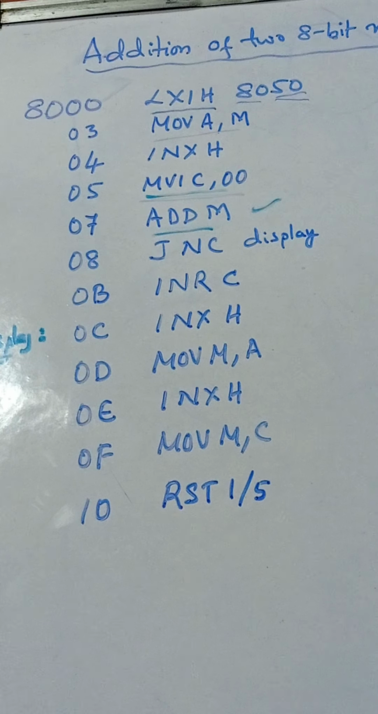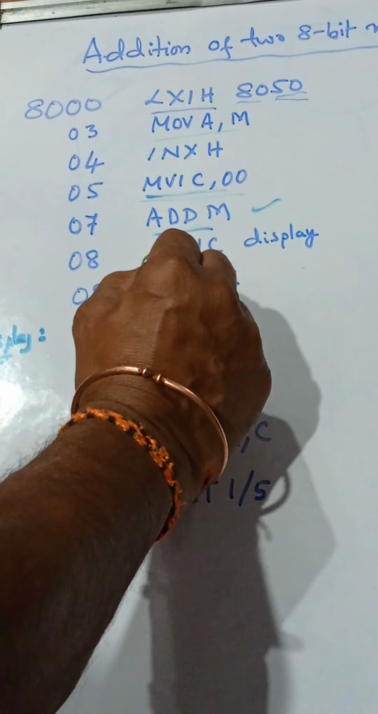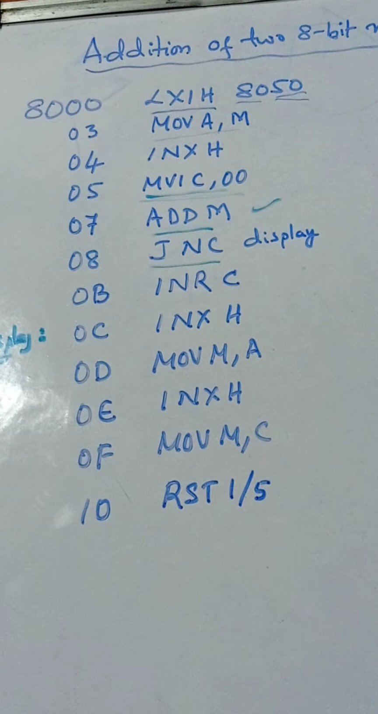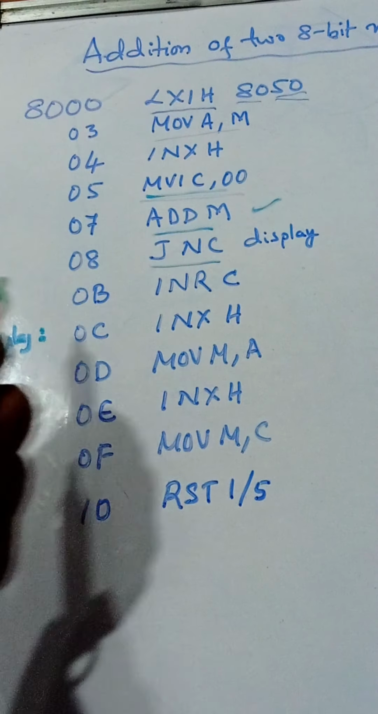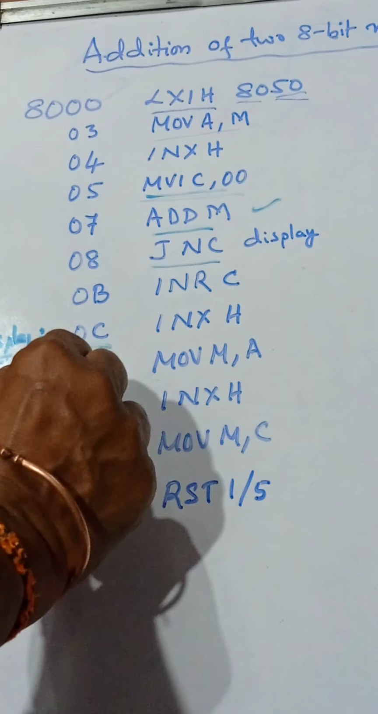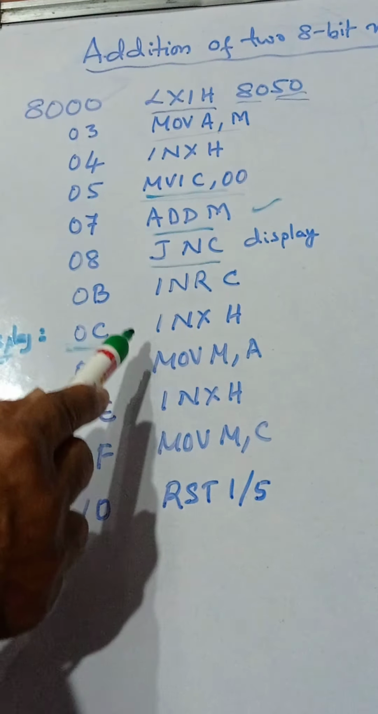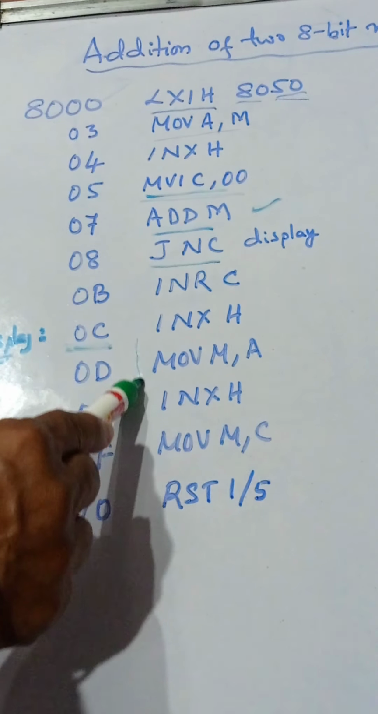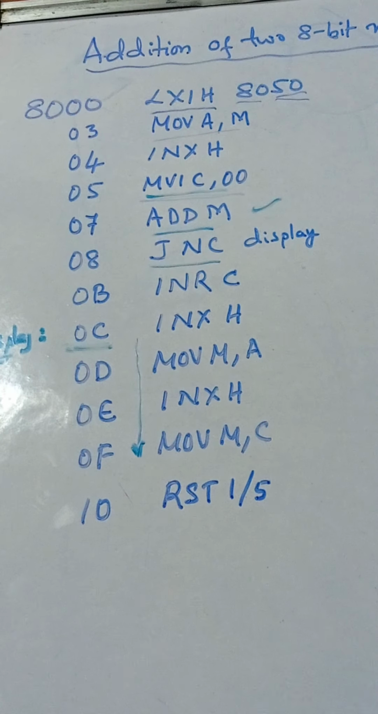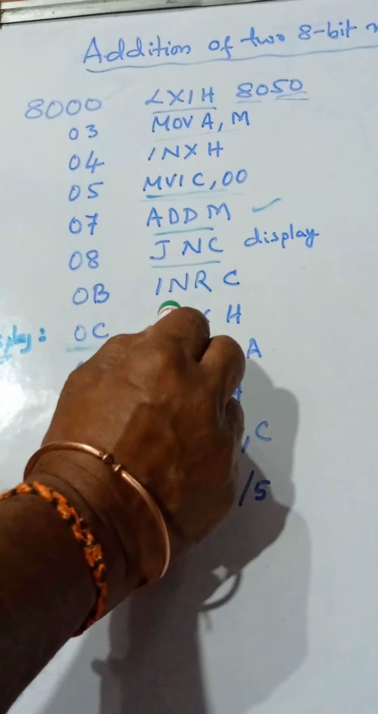store the result in the accumulator, and the effect of the result will be shown by the flags. So whenever the result generates a carry, we want to increment the carry count, that is the C register. That is why we are using the jump on no carry to the display. So this is where the display is referenced, that is 800C is the address where we have given the label display. Whenever the carry is not generated, it will come to the location 800C and display the result. Whenever carry is generated, then C is to be incremented.